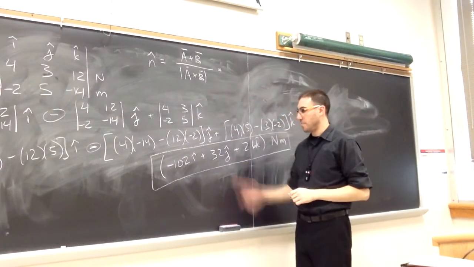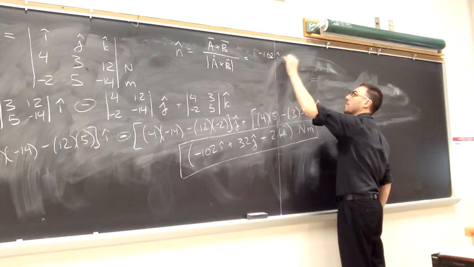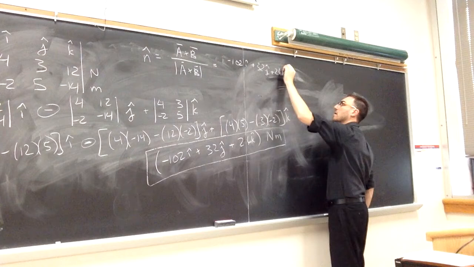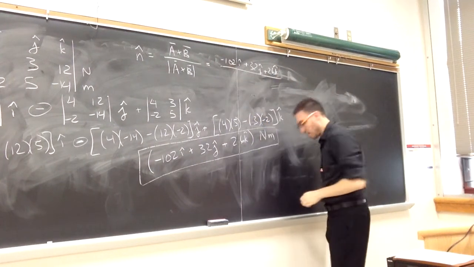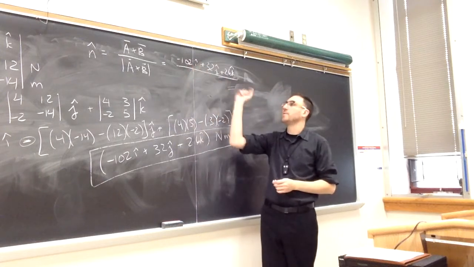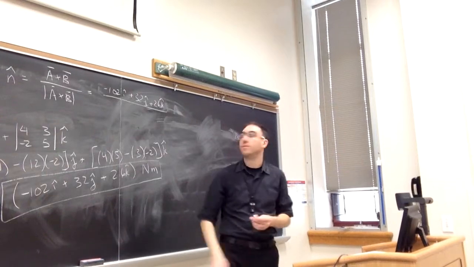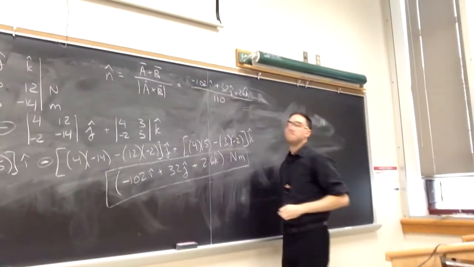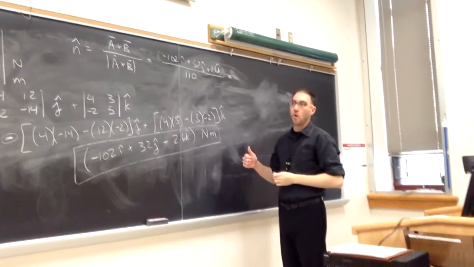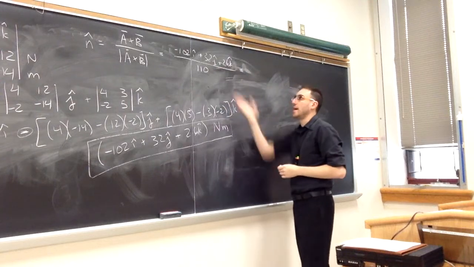We just found A cross B was -102i plus 32j plus 26k. And the magnitude we find just like we've done magnitudes in the past: square root of the sum of the squares. The magnitude of A cross B as we found it is 110. So for the unit vector that's normal to both of these vectors, we just take this and divide everything by 110.